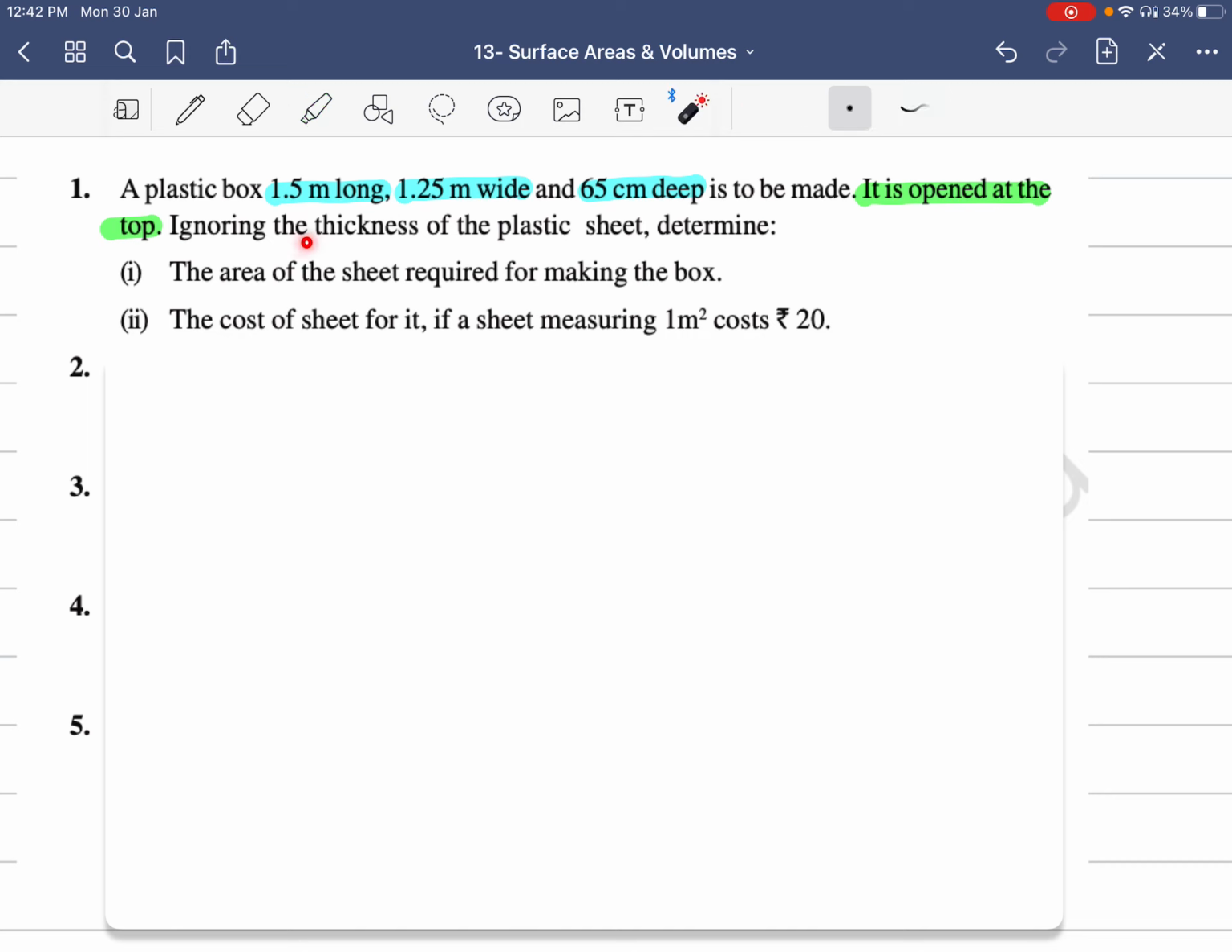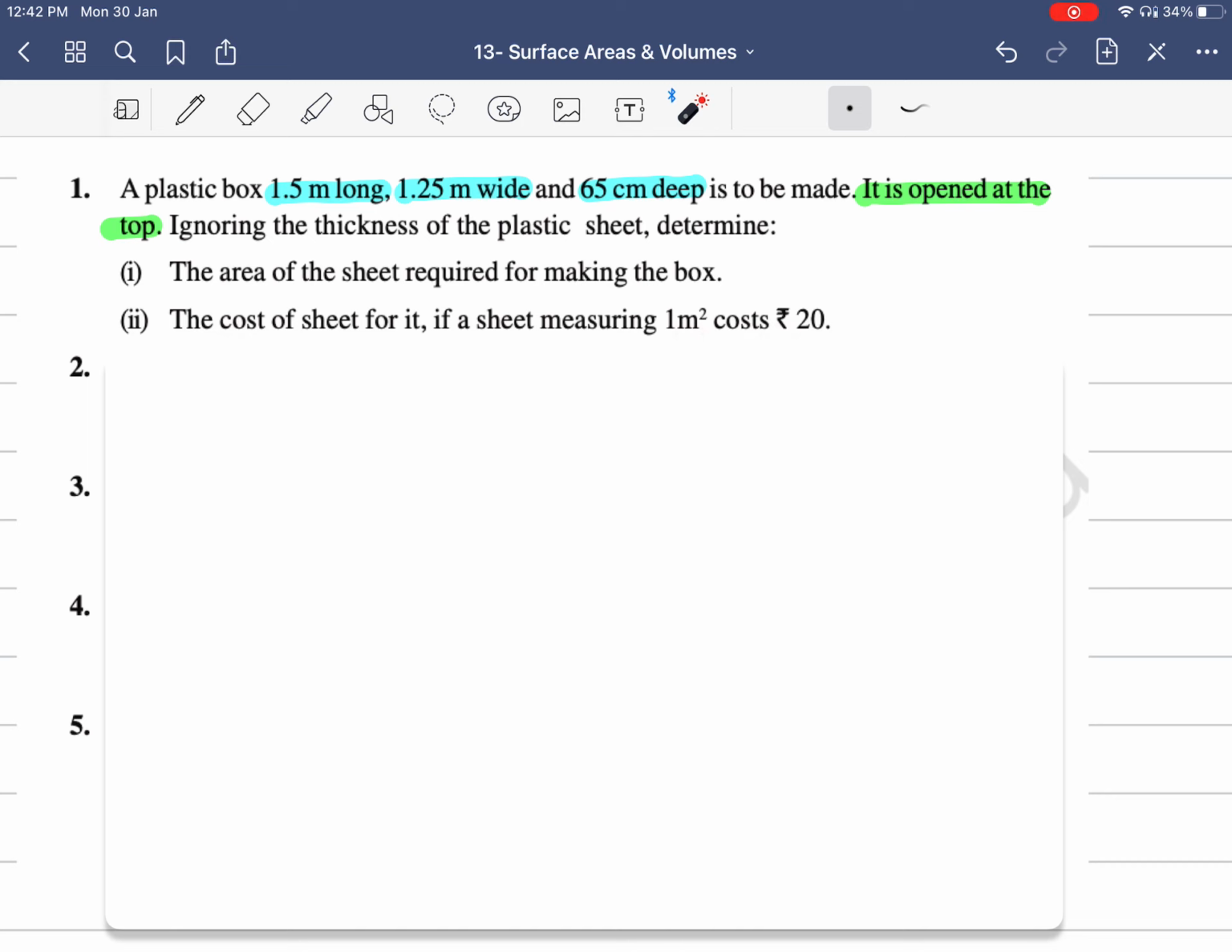Ignoring the thickness of the plastic sheet, determine. So there are two things to be determined. First thing, the area of the sheet required for making the box, and second thing, the cost of the sheet for it if the sheet measuring 1 meter square costs rupees 20.